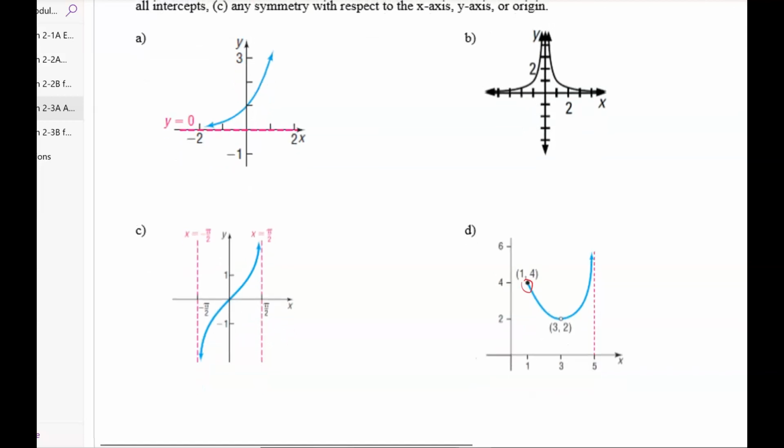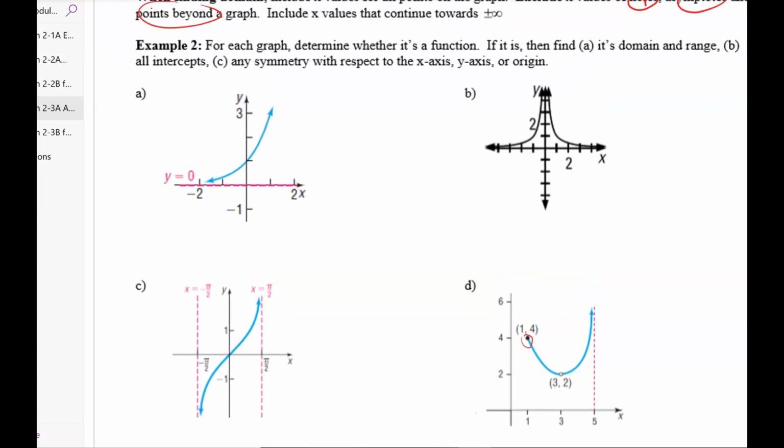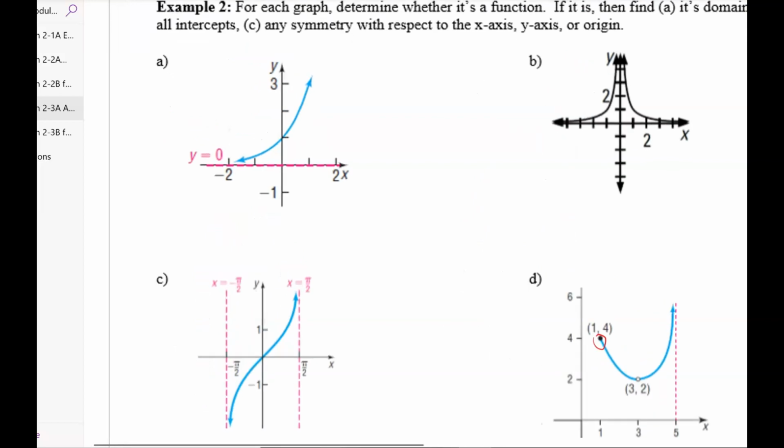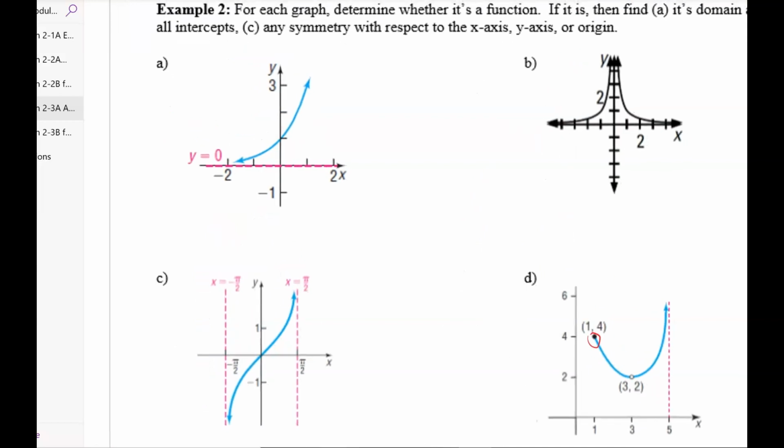Here in C, the function is trapped between the asymptotes. Here in B, there's an asymptote that's just a single point exclusion from the graph. And here in A, it looks like it's going to go on forever in both directions. So as far as the domain, we're looking for the domain and the range. So as far as the domain, we've got for A, the domain is all real numbers.